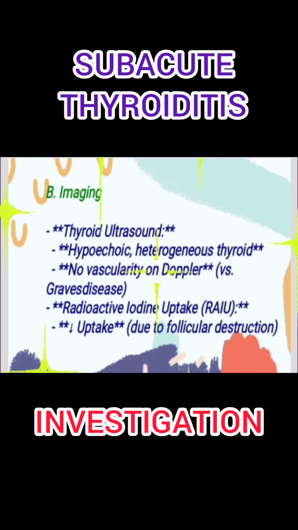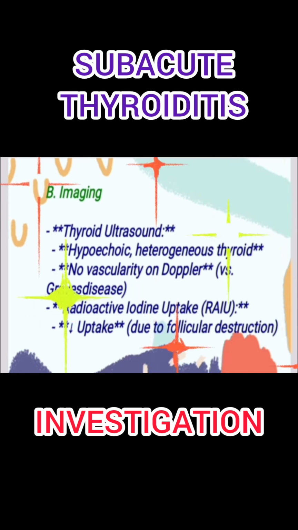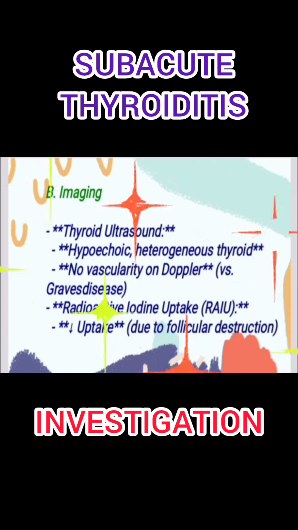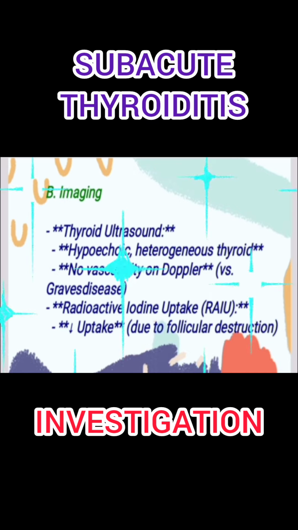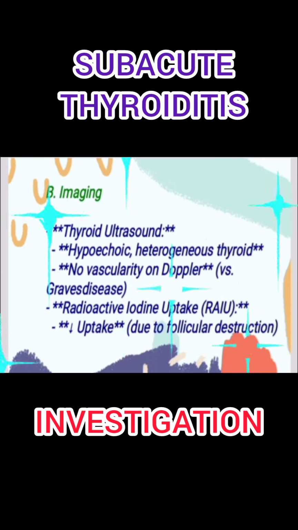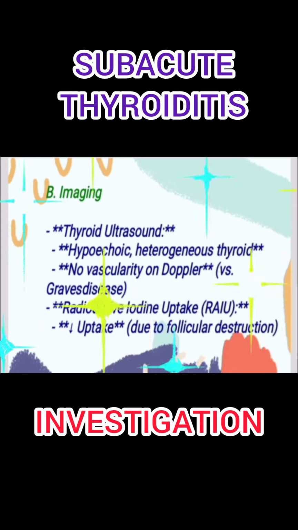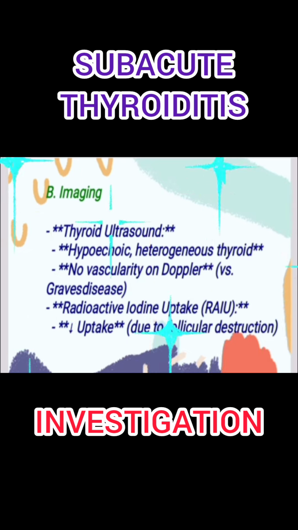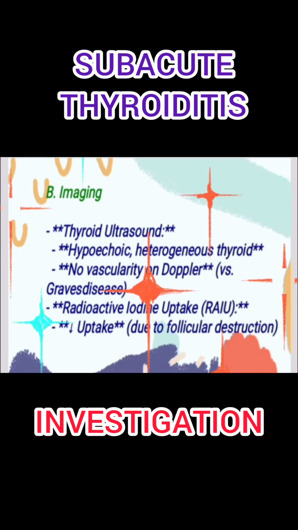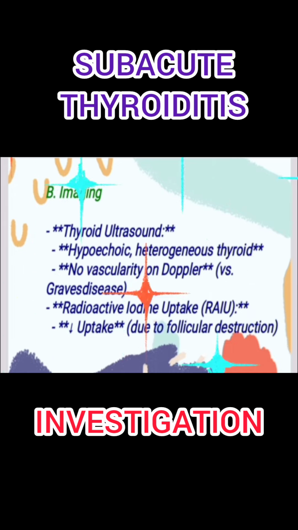Interesting contrast. And there was one more key test mentioned quite prominently, RAIU. Yes, the radioactive iodine uptake scan. This is often very helpful in sorting things out. What does it show in SAT? It shows decreased uptake, very low uptake, in fact. Why is that? Because those thyroid follicles are inflamed and damaged. They're not functioning properly, so they can't effectively trap the radioactive iodine tracer that the person is given for the test. And that's different from other causes of hyperthyroidism.